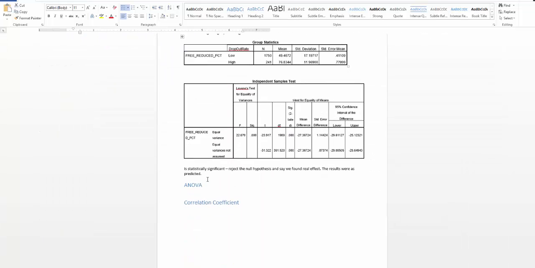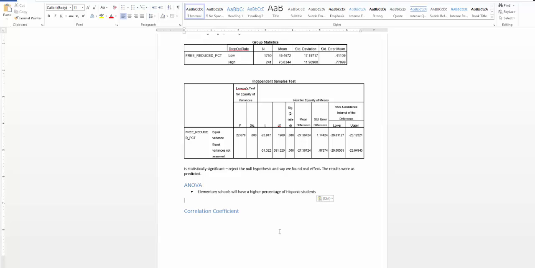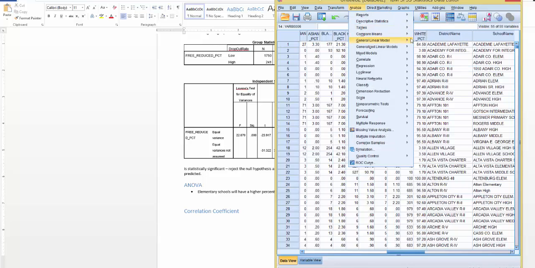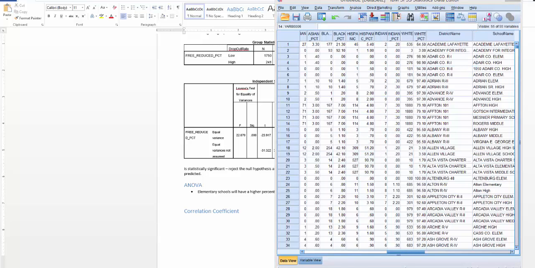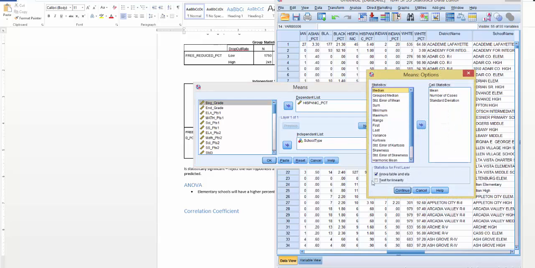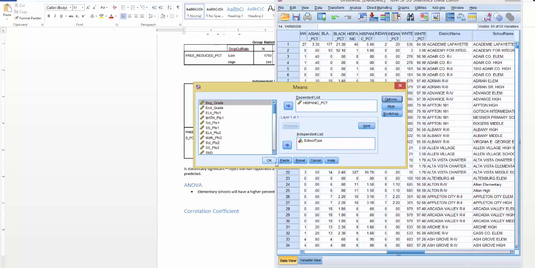Next prediction we're going to look at, and that'll be our ANOVA prediction. To do that, we'll go back to our data file. We'll look at Analyze, Compare Means. We'll use the means. The dependent list will be the Hispanic percentage. The independent list is the school type. So the dependent measure is Hispanics. The independent is school type. We're only going to do one. We'll select options, and we're going to select ANOVA table and eta, and then we'll simply hit OK.